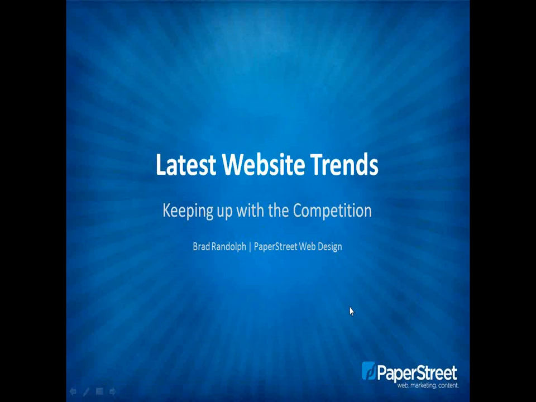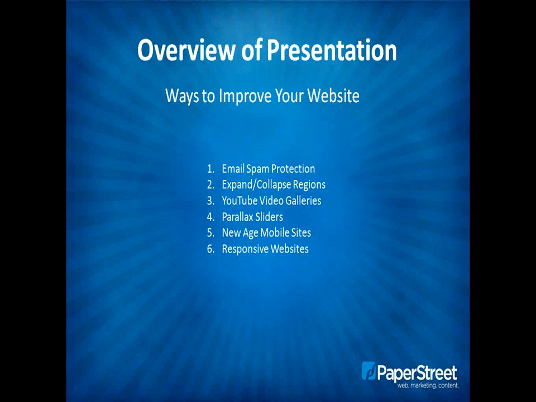As an overview of the presentation, we will be talking about ways to improve your website through email spam protection, expand collapse regions, YouTube video galleries, parallax sliders, new age mobile websites, and responsive websites. If you aren't familiar with any of those, don't worry. I'm going to cover them in this presentation. The very first thing that I'll talk about is spam protection.